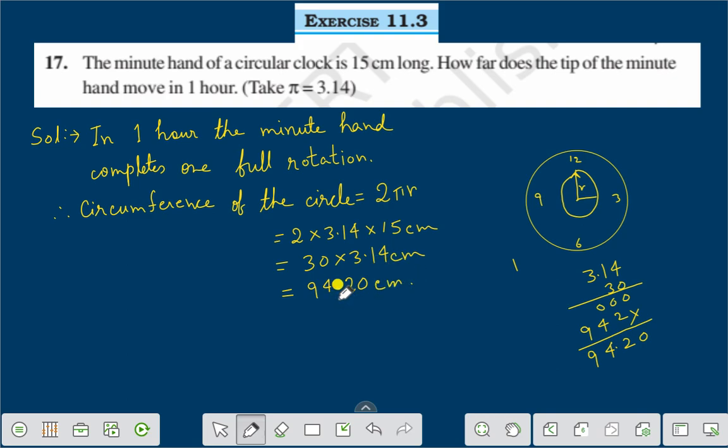What is the question? How far does the tip of the minute hand move in 1 hour? Therefore, the tip of the minute hand moves 94.20 centimeter in 1 hour.